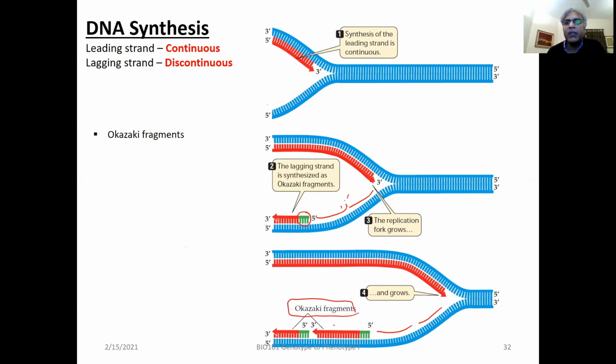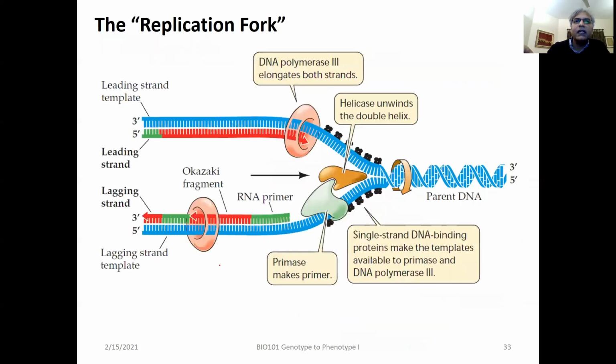Once DNA replication is complete, this is how it will look before I go to the next step. This is a continuous strand. DNA polymerase 3 keeps adding. Here, based on the availability of DNA, an RNA primer comes in and DNA polymerase 3 goes in this direction, because this is the lagging strand. The helicase at this place is called the DNA replication fork. This is the point where DNA is being zipped apart.